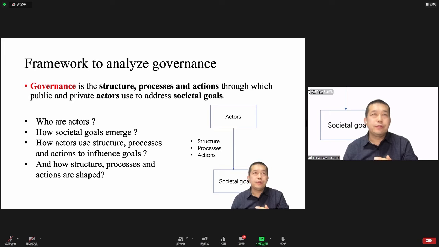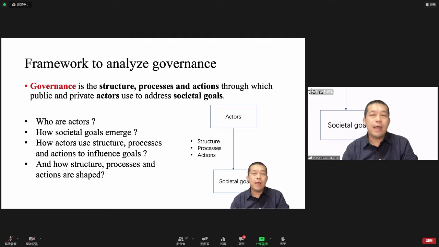And we will use a framework to analyze the whole story as an example of the governance. Firstly, we'd like to define the governance as follows. We call governance the structure, processes, and actions through which the public and the private actors use to address social goals.